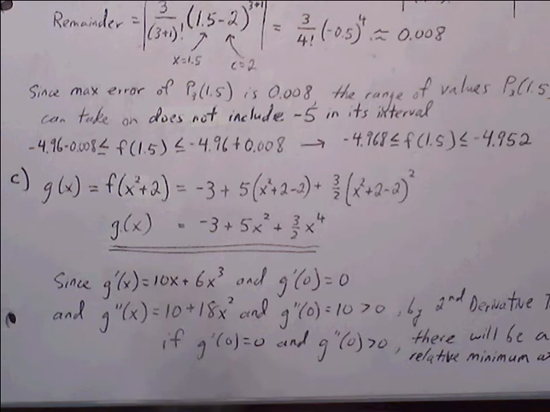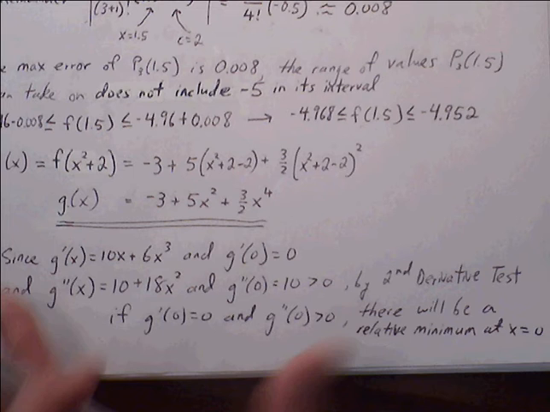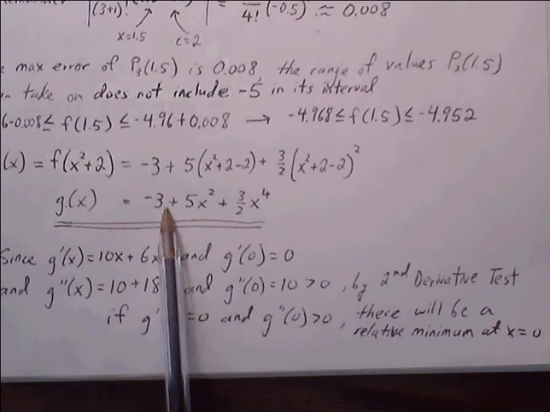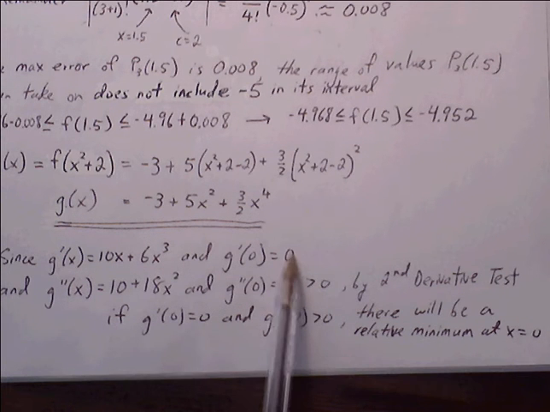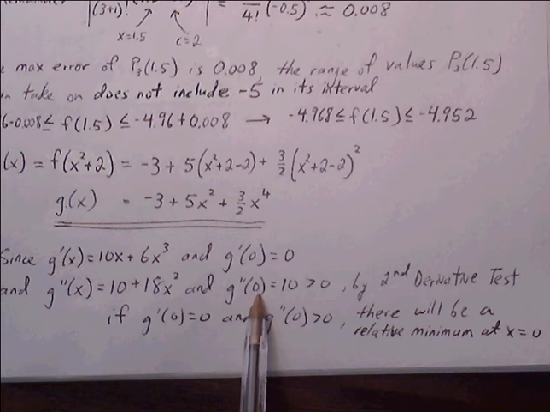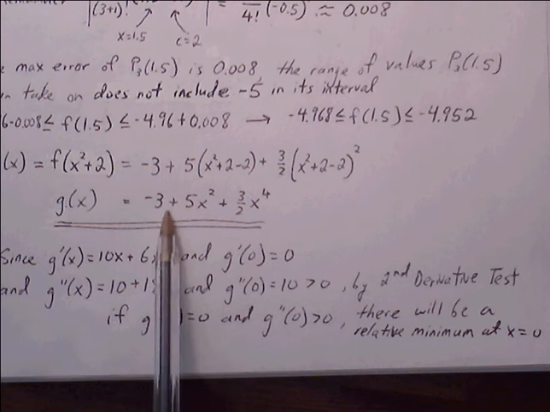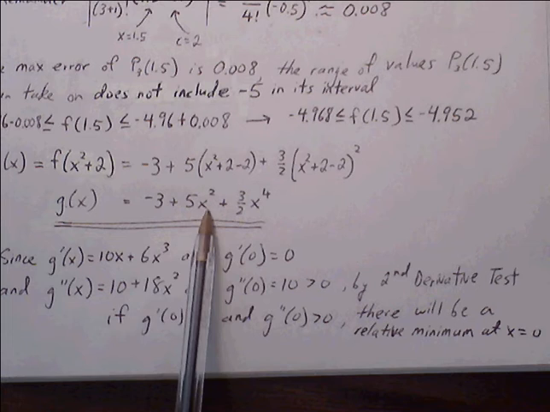We can use the second derivative test to help us determine that there's going to be a relative minimum. What we can do is take this g of x and find g prime and g double prime, and then use the first derivative and the second derivative evaluated at 0 to help us determine if there's going to be a relative minimum or not. So here's g prime. I'm just going to take this polynomial and find the derivative. So 5x squared becomes 10x.